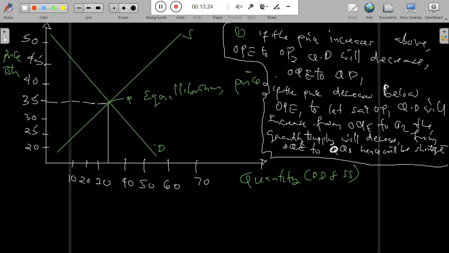If the price increases above the equilibrium, we could have a surplus. If the price decreases below the equilibrium, we could have a shortage.